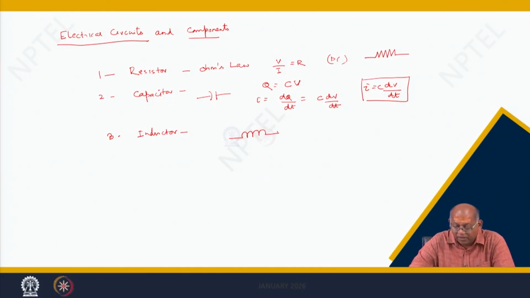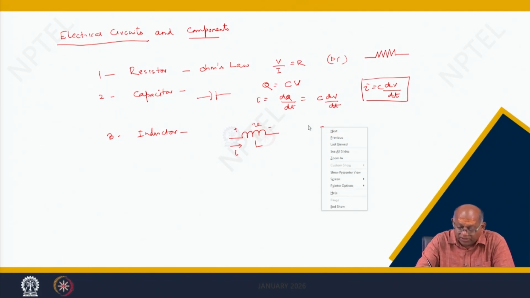If the current here is I and the voltage here is V and L is the inductance, then the law is called Faraday's law. So, the voltage across the inductor, V, is equal to L di by dt.